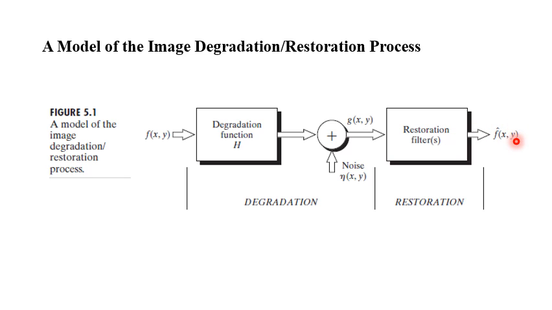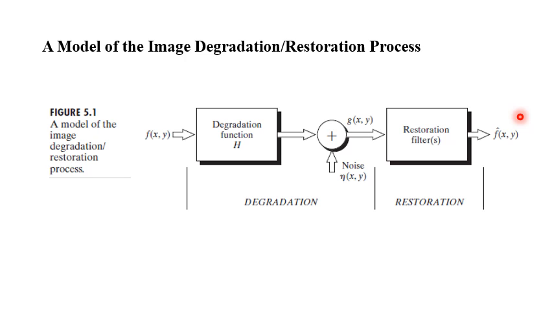We can design the restoration filter that can be used to obtain the estimate f cap of x comma y, which should be very close to f of x comma y. The difference between f cap of x comma y and f of x comma y should be minimal. So we have to design the restoration filter that gets an estimate as close as possible to the original image f of x comma y. This is the model of the image degradation process.